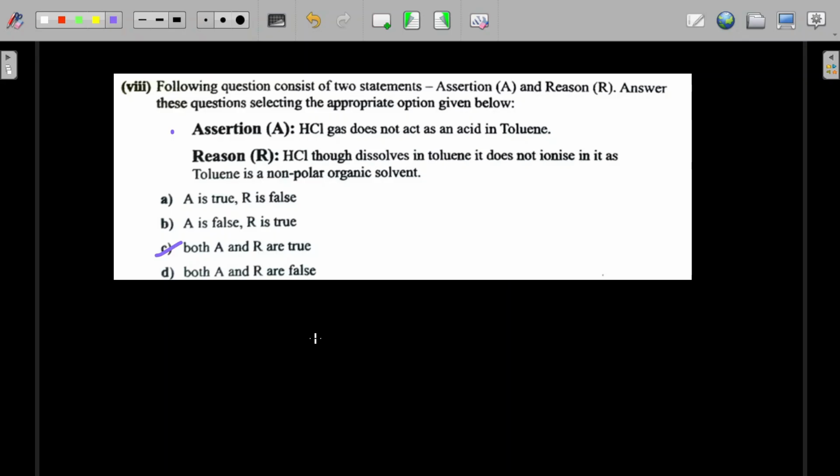So toluene is an organic liquid, just like benzene. If you remember the benzene structure, with one methyl group attached, we call that toluene. But anyway, this much we need to know. HCl gas will form ions only if it is in water. If it is in water, it will conduct electricity, otherwise it will not. So instead of asking that HCl gas does not act as an acid, they may give you that HCl gas does not conduct electricity in toluene. Again, the same reason applies.